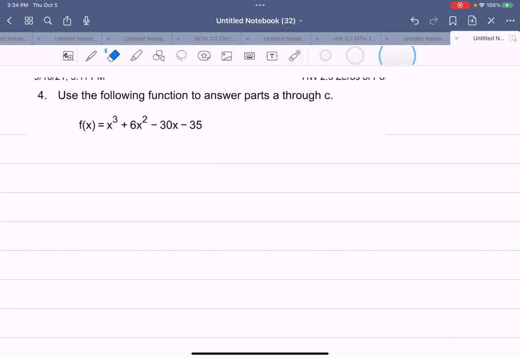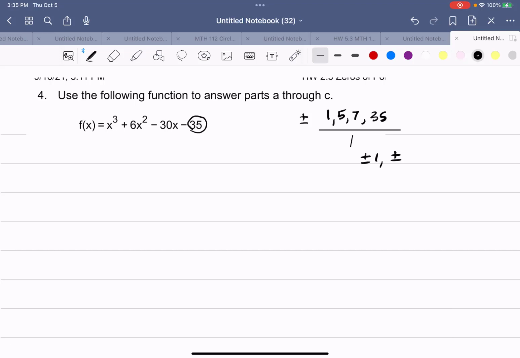Now, that doesn't mean that it won't factor at all. It means it won't factor by grouping. So we're going to have to use a different method, and we'll use synthetic division. And luckily for us, 35 doesn't have that many factors. So plus or minus, the factors of 35 are 1, 5, 7, and 35. And that's over the factors of 1, which are all 1. So it's plus or minus 1, plus or minus 5, plus or minus 7, plus or minus 35.